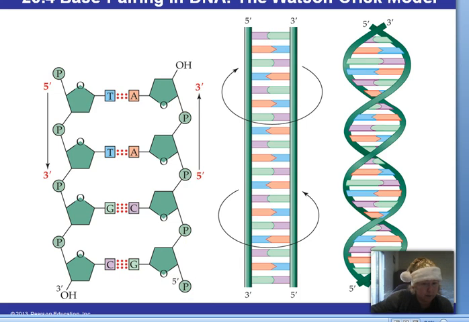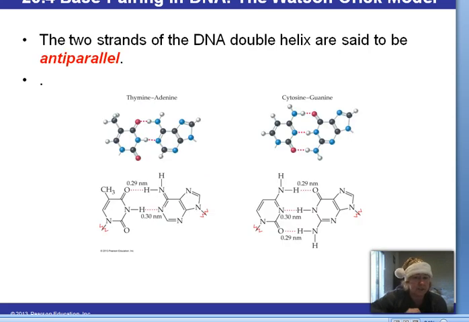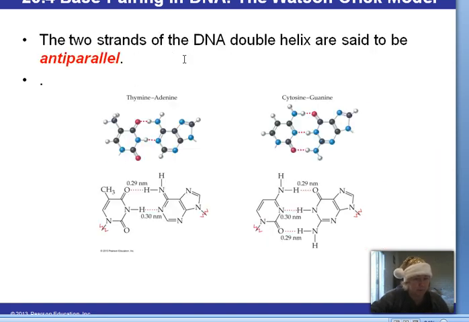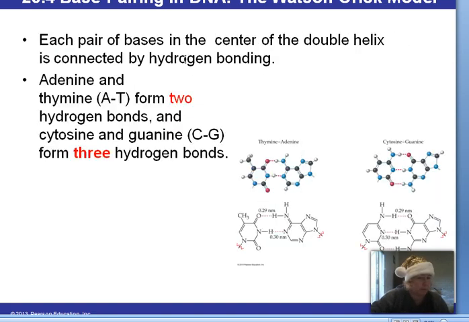Okay, let's move on. The two strands of DNA are said to be anti-parallel. Here, again, you have your two strands connected by thymine and adenine with 2 bonds, and your 3 bonds connected to cytosine and guanine. And it's your purine always with your pyrimidine. Each pair of bases, oh, I think I skipped one. Each pair of bases are connected by hydrogen.